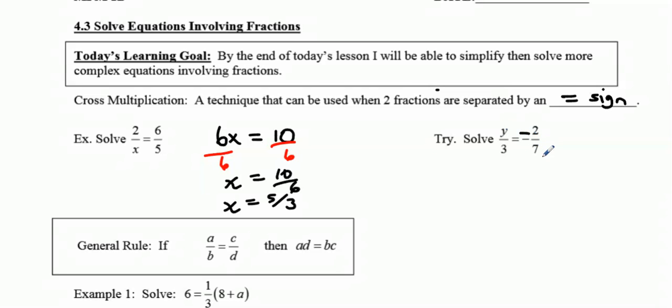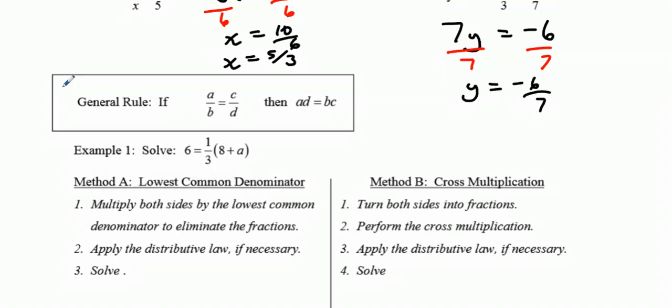So when I multiply y times 7, that gives me 7y. And that's going to equal 2 times negative 2 times 3, which is negative 6. And of course, then we're going to divide through both sides by 7. And y equals negative 6 sevenths. Done. Okay, so the general rule for cross multiplication is that if you have a over b equals c over d, then a times d is equal to c times b, or b times c. Okay? All right, so example 1.